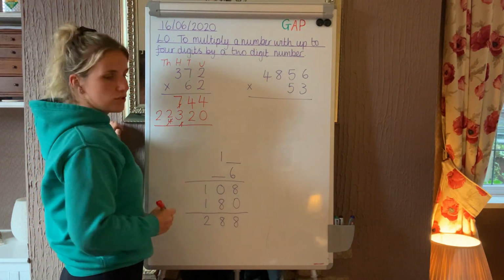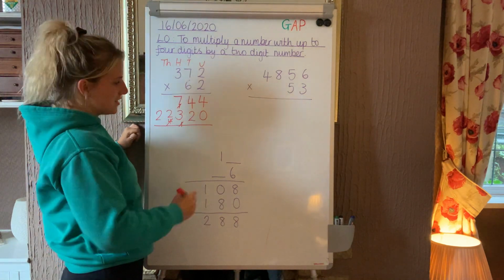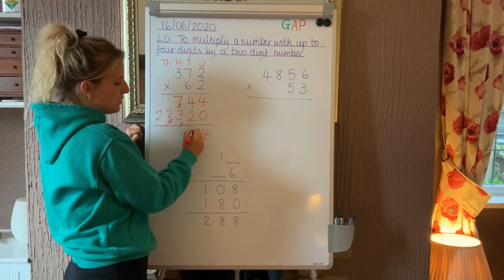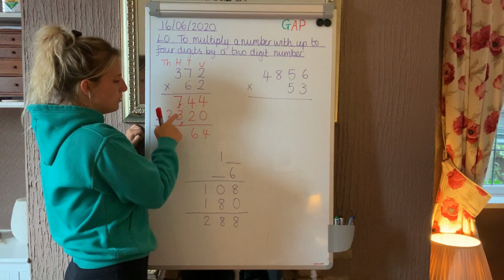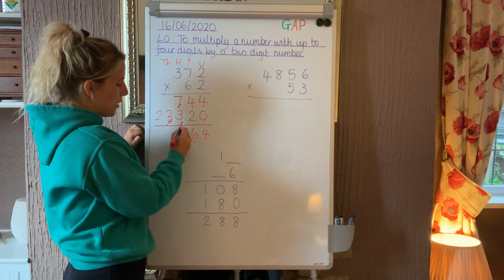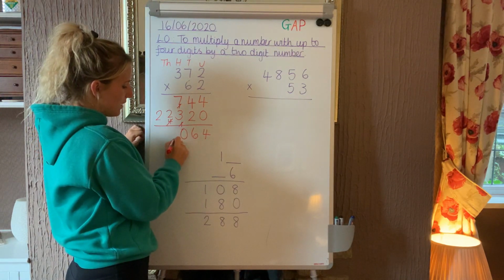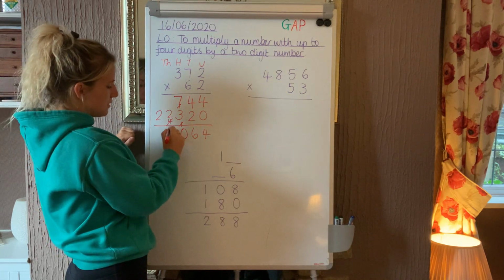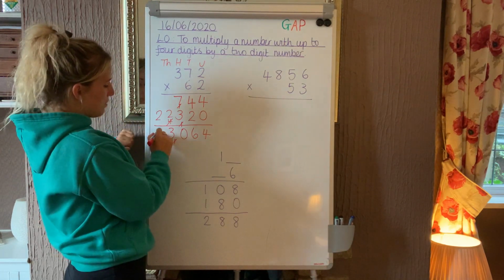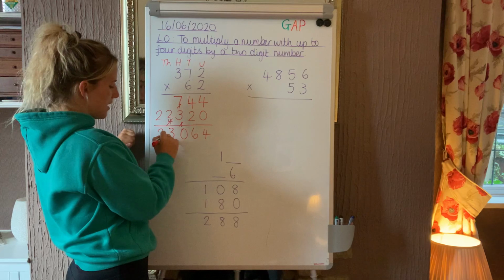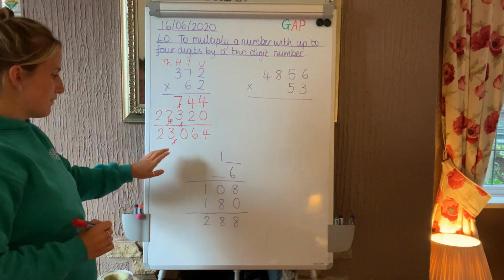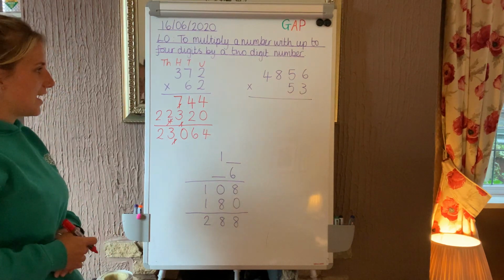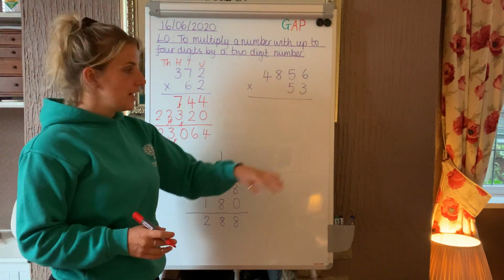And then I am just really quickly going to add these together. 4 add 0 is 4. 4 tens add 2 tens is 6 tens. 700 add 300 is 1,000, so I've got a 0 and carry my 1 over to my thousands column. 2,000 add 1,000 is 3,000, and 20,000 is just on its own. So I've got 23,064.